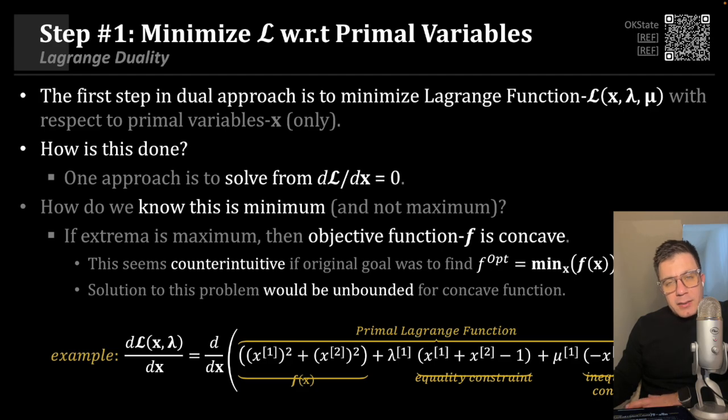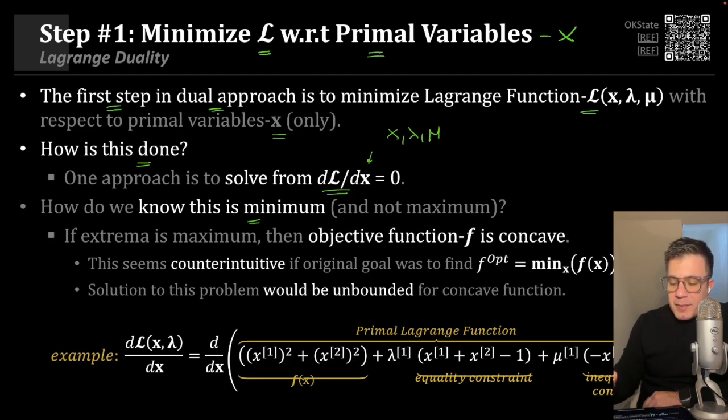All right, so let's outline the specific steps required to apply duality to this example. The first step is to minimize the Lagrange function with respect to the primal variables x. How is this done? One approach, which reminds us of the traditional or primal approach, is to calculate the gradient of the Lagrange function with respect to x, not x and lambda and mu, only x, and set that equal to 0. Now, how do we know that this is a minimum and not a maximum?